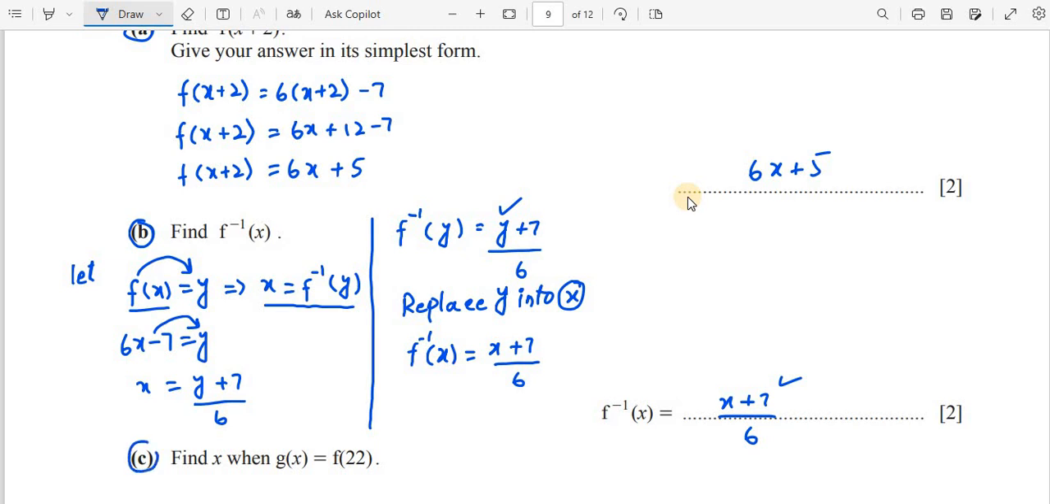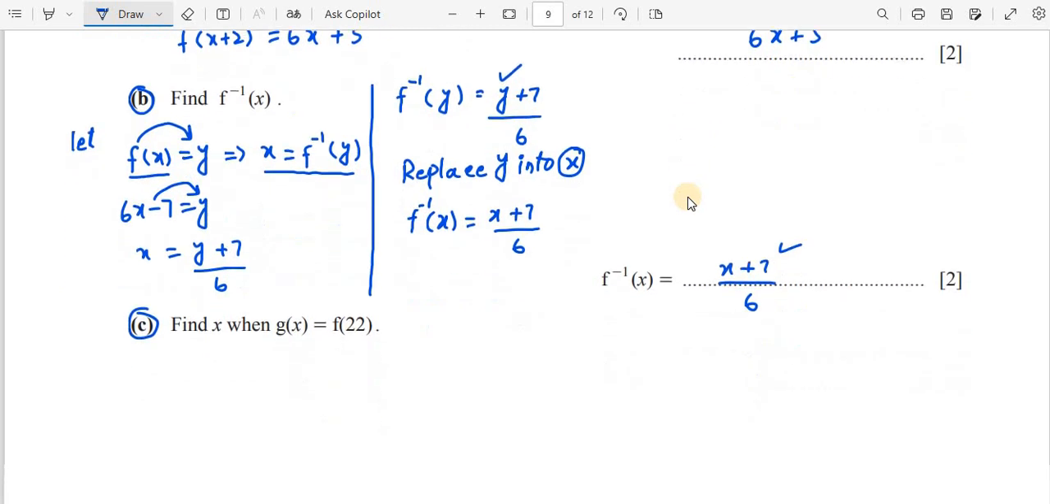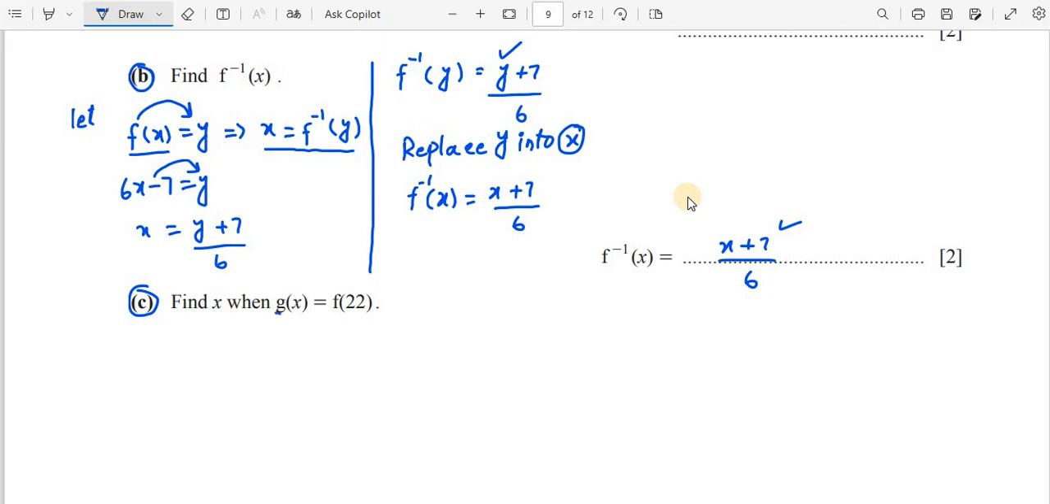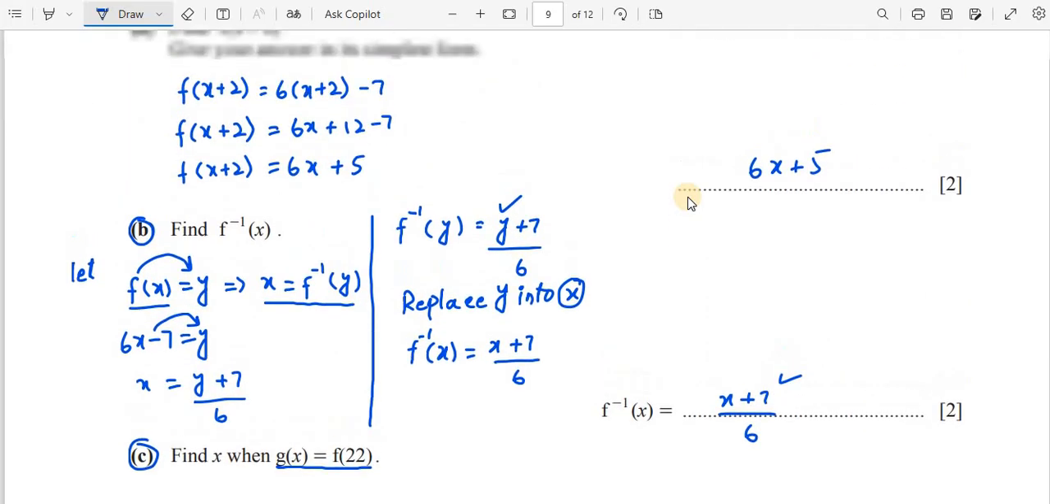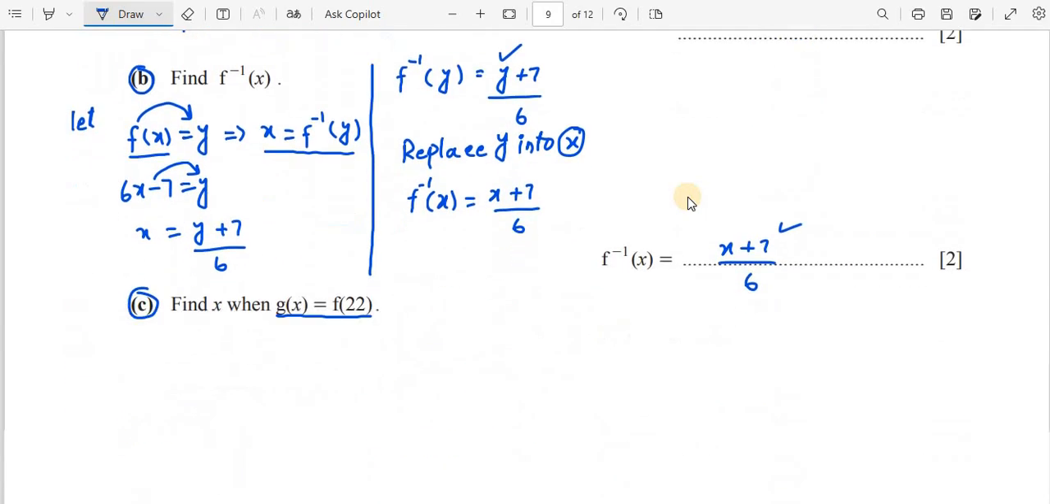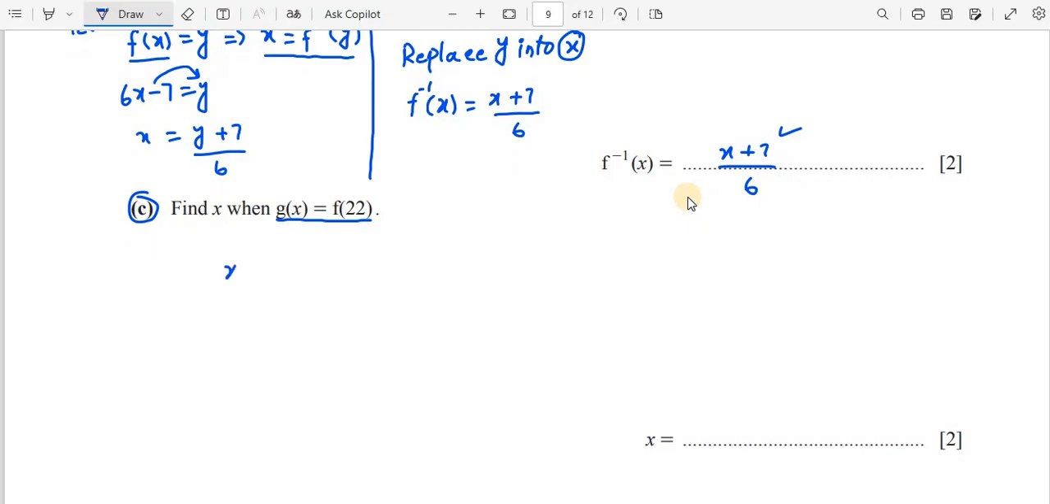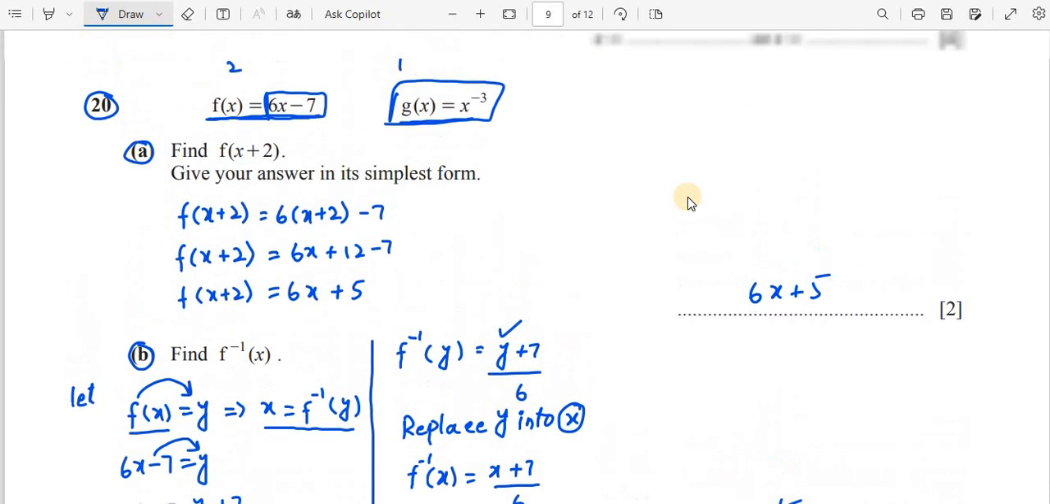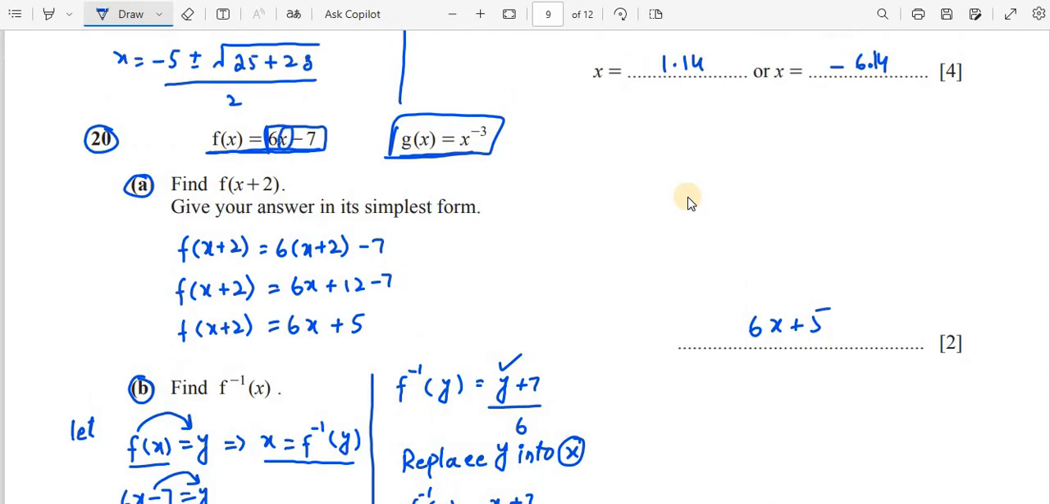Question number C. Find x when g of x is equal to f of 22. So first of all, we use g of x is equal to f of 22. The function g of x is x raised to the power minus 3. Here write x raised to the power minus 3 is equal to f of 22. f of 22 means put the value of x here as 22.